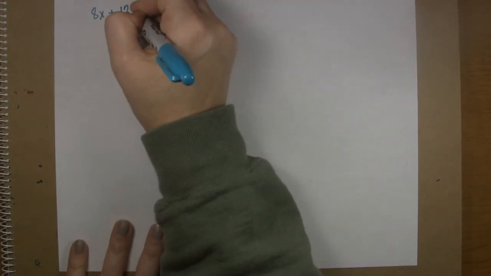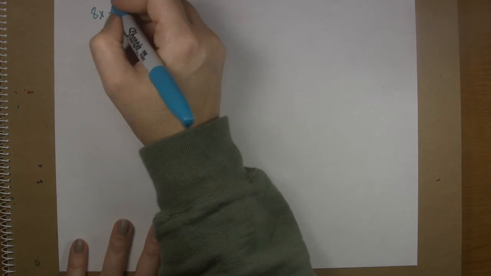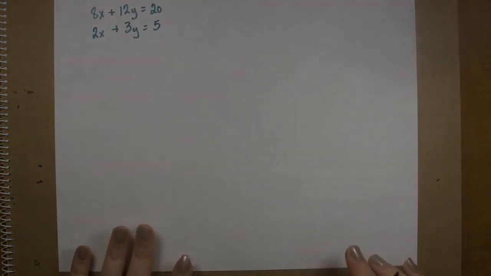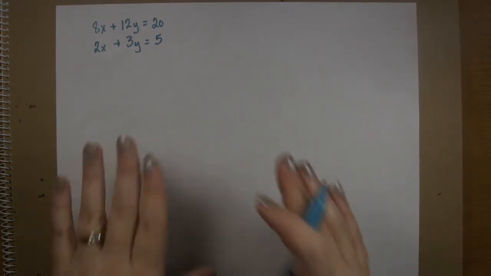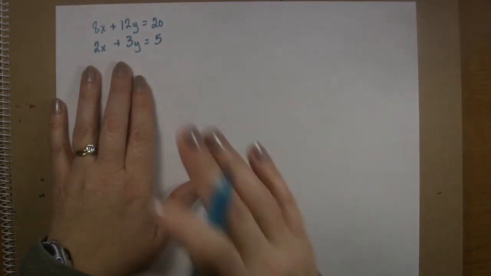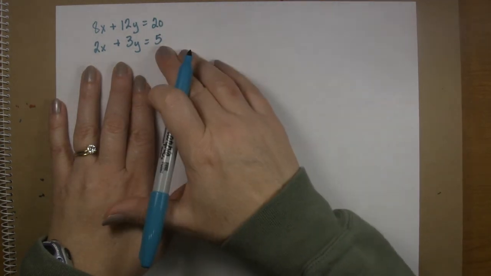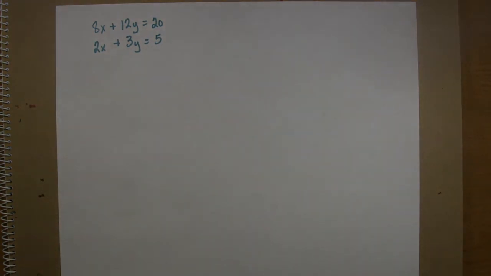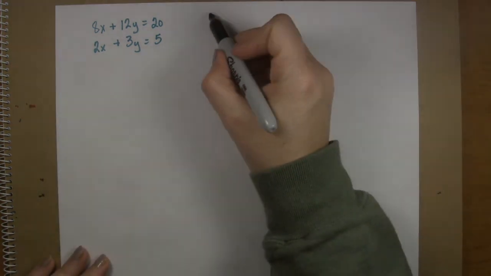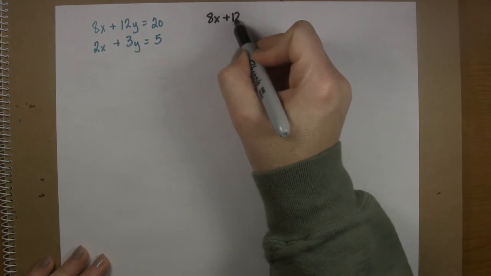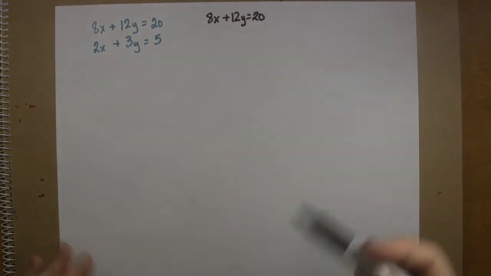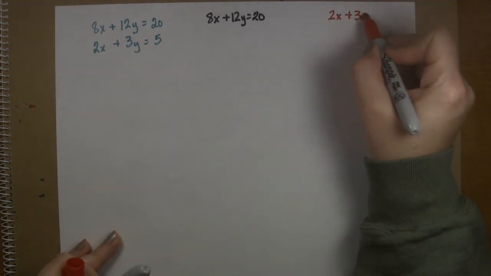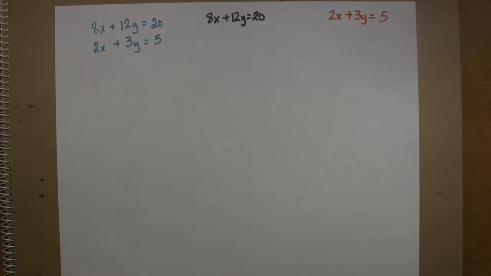8x plus 12y equals 20, and 2x plus 3y equals 5. Those are our two equations. And this time what we're going to do, instead of solving the system of equations, we're just going to put each line in slope-intercept form and see what that does for us. Okay? So let's take our first equation, which is the 8x plus 12y equals 20. And then once we're done with that, we'll do the 2x plus 3y equals 5 over here. That way you can just see it nicely.